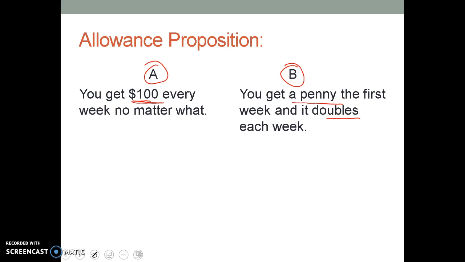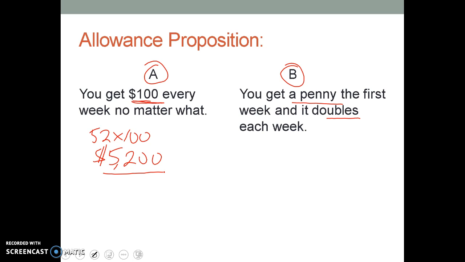Suppose you pick option A. Well, there are 52 weeks in a year, and so if each of those 52 weeks you were able to get $100, you would have $5,200 at the end of the year, assuming you didn't spend your allowance on anything. So that's not a bad plan.